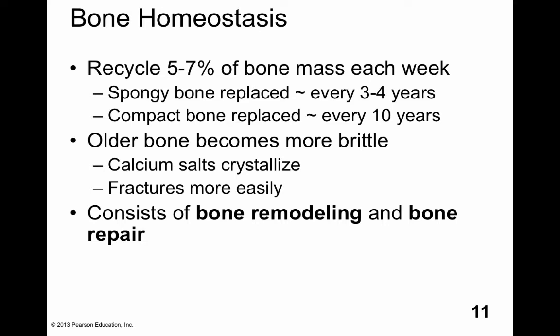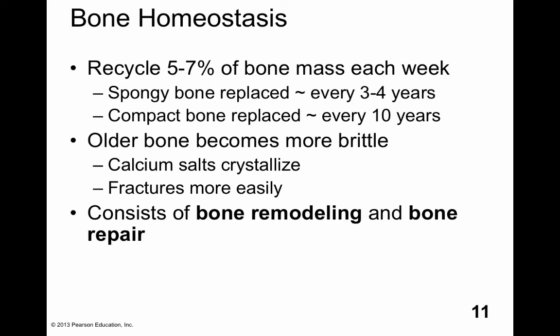Now, basically bones recycle every 5 to 7% of your bone mass each week. And spongy bone gets replaced every 3 to 4 years, and compact bone gets replaced every 10 years. So in that regard, you do constantly replace your bone mass throughout your life. Older bone can become more brittle. The calcium starts to crystallize, and that's what happens as you get older, and fractures are more easily allowed to occur.